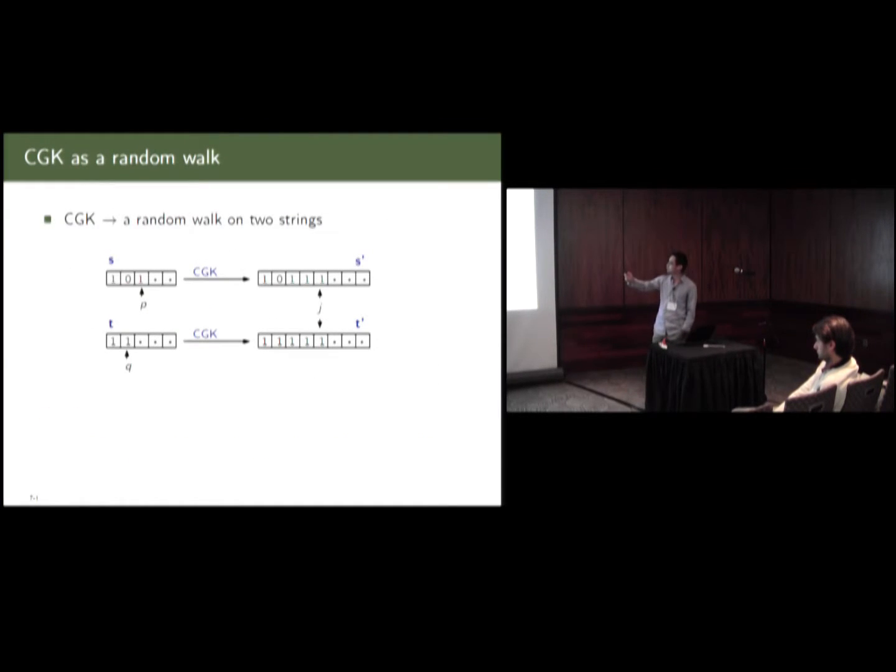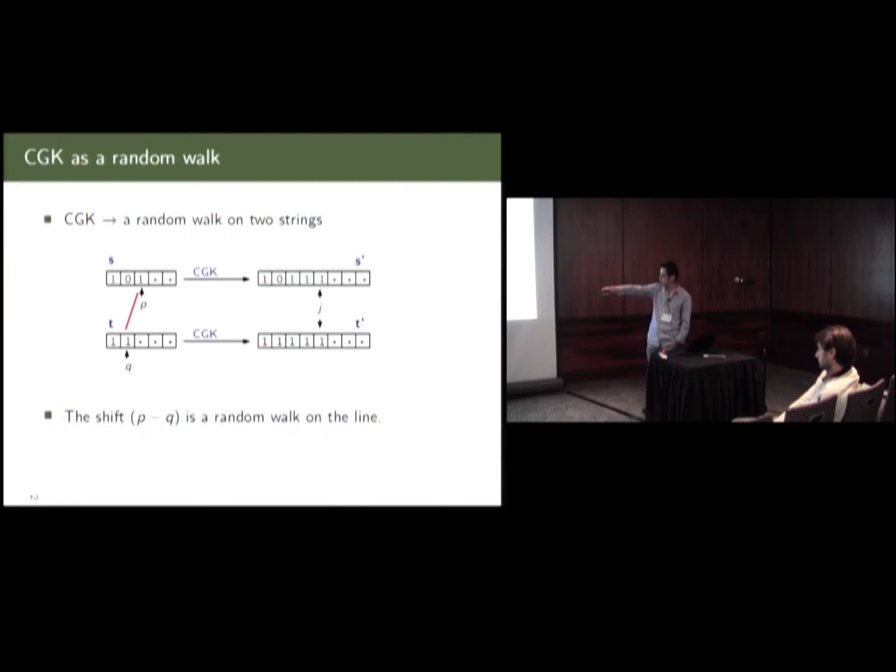If we run this on the two strings simultaneously, we can view the embedding as a random walk. If we look at the shift between the two counters, one for S and the other for T, where j is shared by the two strings, then the difference between them is a random walk centered at the origin. It's like a simple random walk, but sometimes it stays at the same place instead of moving left or right. But if it moves, it goes left or right with equal probability. This is a nice thing too.